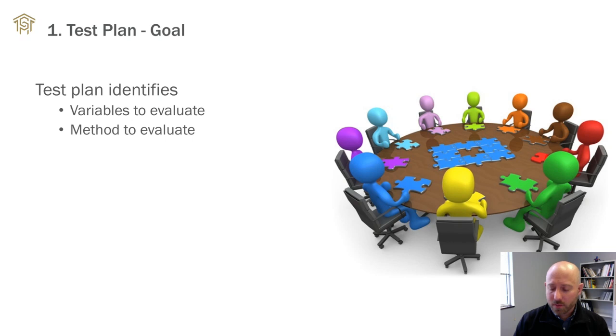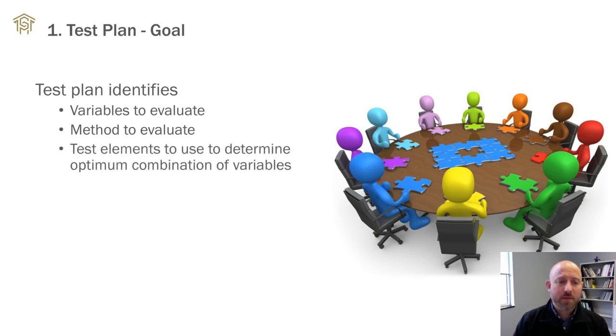So how are we going to evaluate it? We're going to test elements to determine the optimum combination of variables. Because you think about it, in Flexo, our end product is based off of a wide range of variables. You think about how many variables can go into a Flexo print.